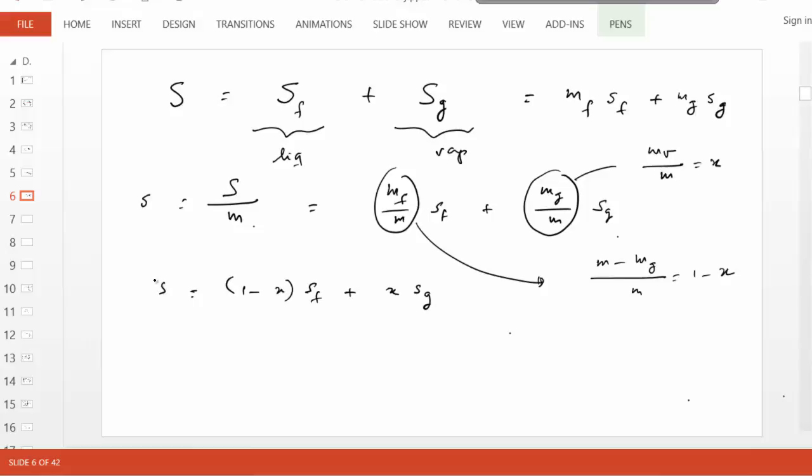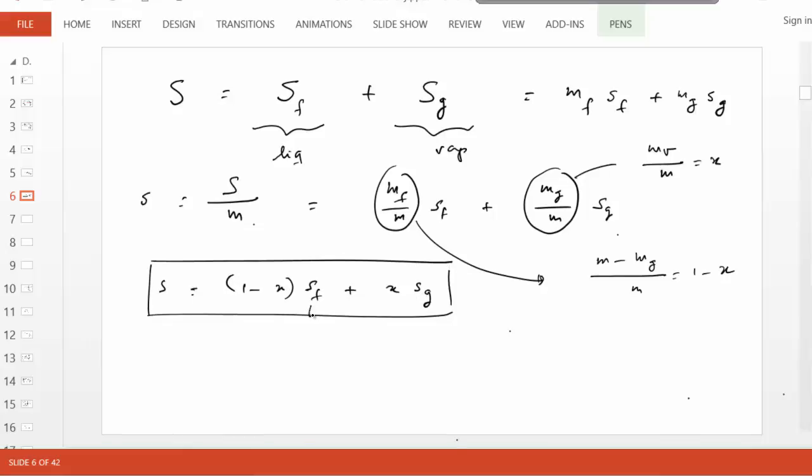So this is a very simple formula to understand. It says that if you want to find the entropy of a mixture, find the entropy of the saturated liquid, the entropy of the saturated vapor, and weigh them by the quality. If we substitute x equals 1, then s becomes sg. That's what we expect. If x equals 0, s becomes sf. Notice that, if you agree with that.